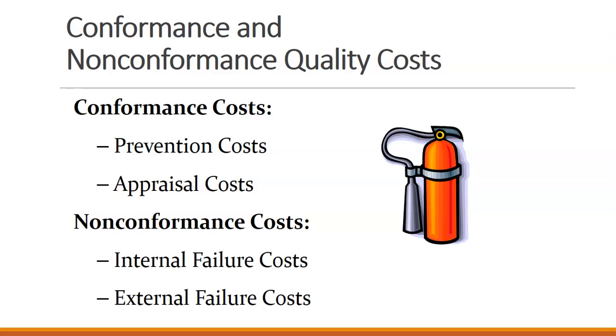We can also break those down into conformance and non-conformance quality costs. So conformance costs are prevention costs and appraisal costs, and non-conformance costs are internal failure costs and external failure costs. So those are called costs of conformance because they ensure that products and services meet customer expectations so that we're conforming to customer expectations. Non-conformance means that we didn't conform to those expectations and we didn't meet them. So those are those internal and external failure costs.